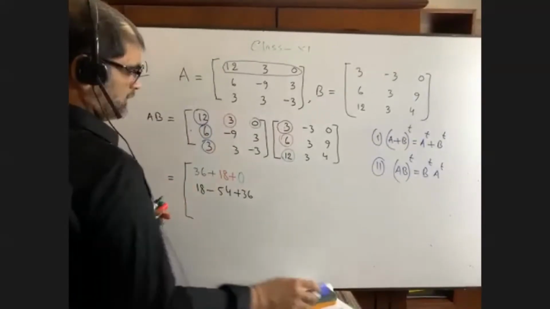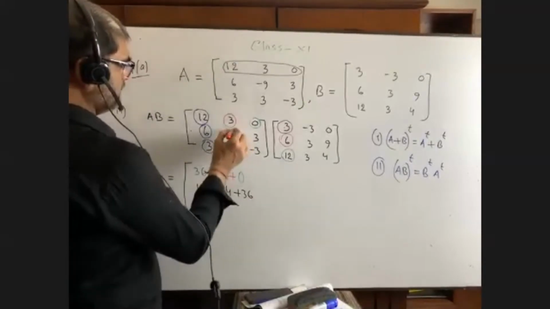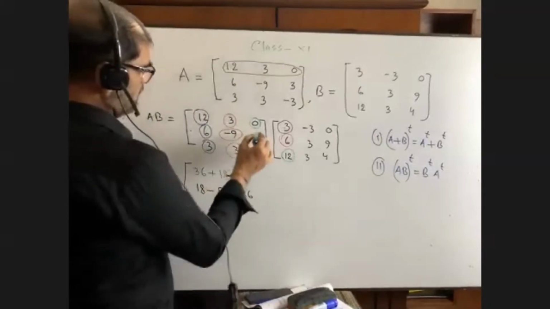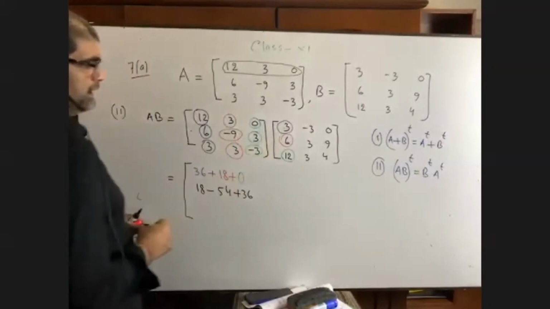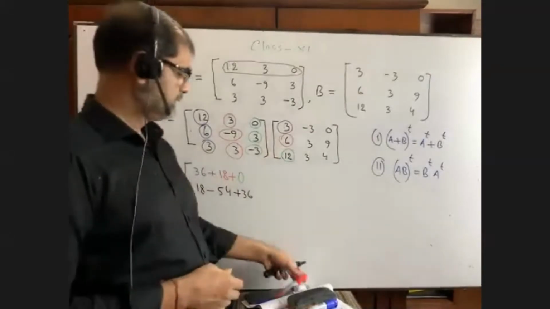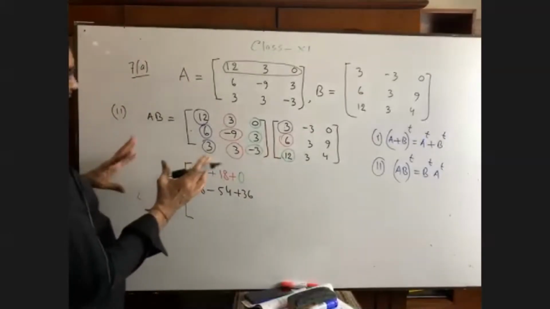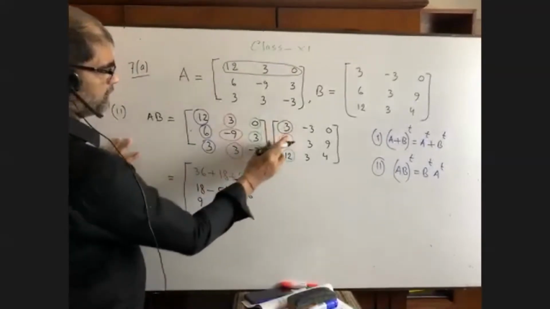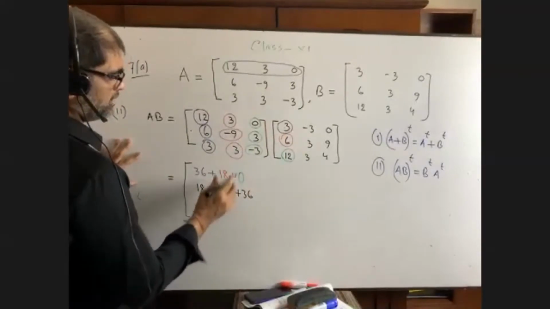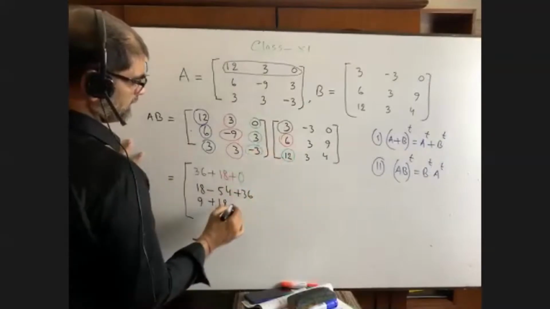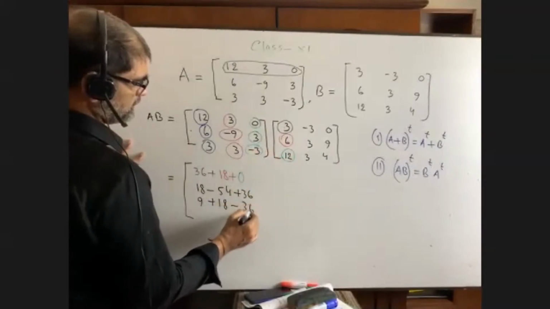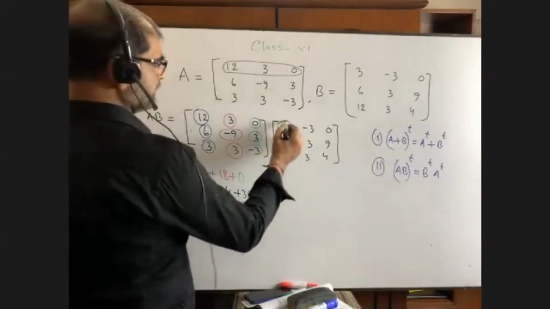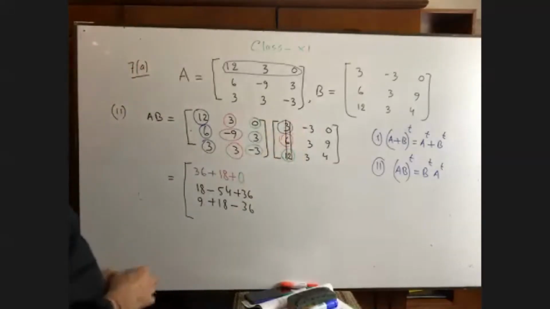Okay. Then it is this. Then it is. I think you have got it now. Now for third row, you see, you similarize the colors. 3 into 3, that is 9. 3 into 6 plus 18. And it is minus 3 into 12, that is minus 36. Okay. Now you see, suppose it is not given in the question, you forget it forever.